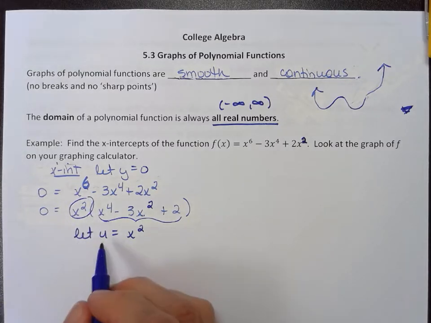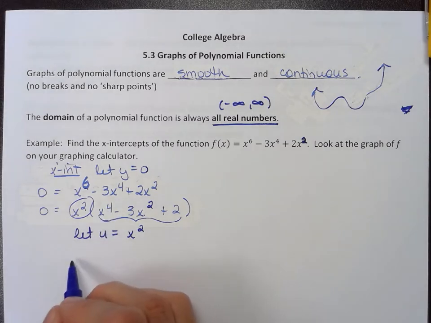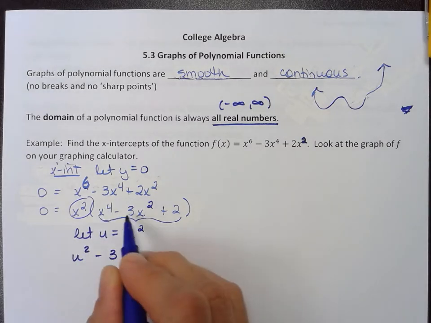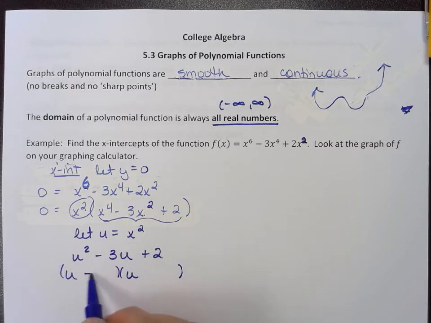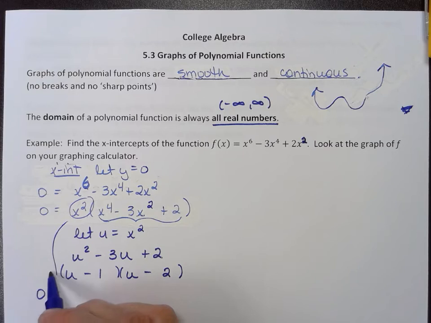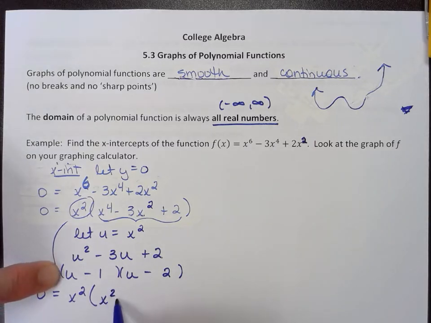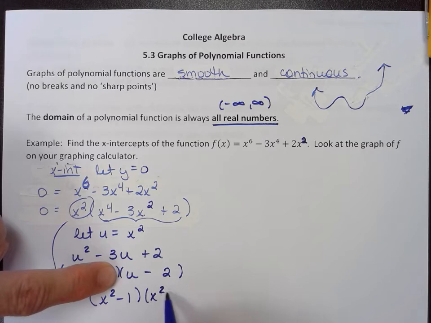So if we let u equal x squared, then x to the fourth becomes u squared. 3x squared becomes 3u, and we bring down the plus 2. From here you can see you can factor that into u minus 1 and u minus 2. Just double checking to make sure that's right. So right now what we have is 0 equals, bringing on the x squared again, x squared, u was x squared, right? So right here we have u, and we have another u.